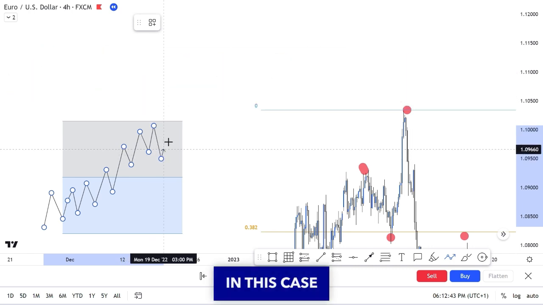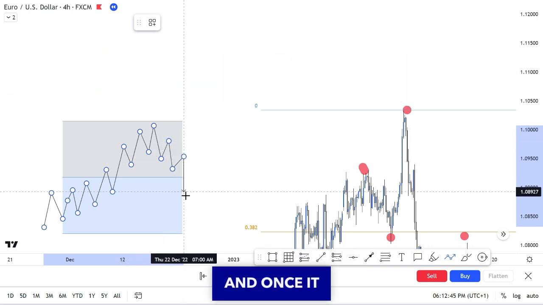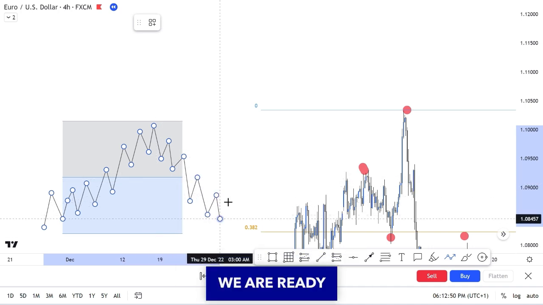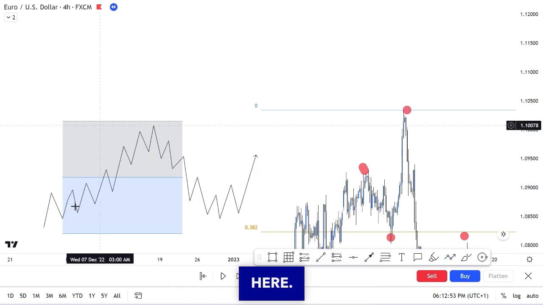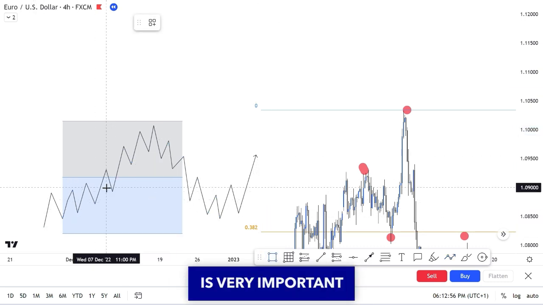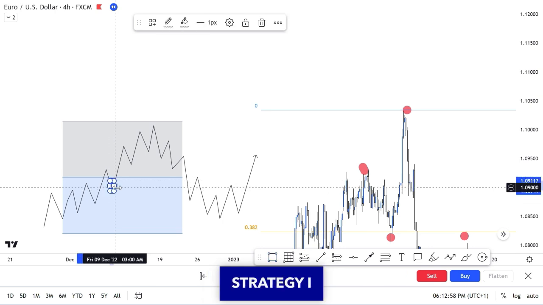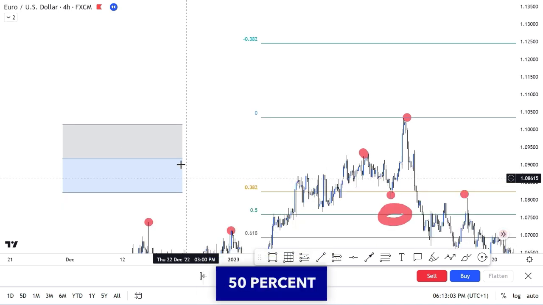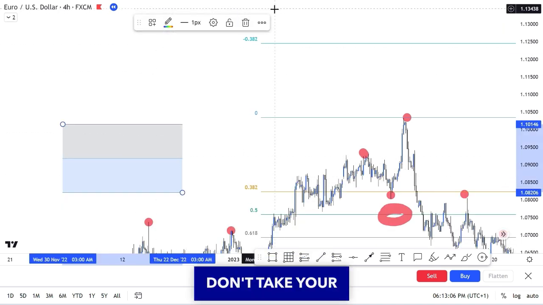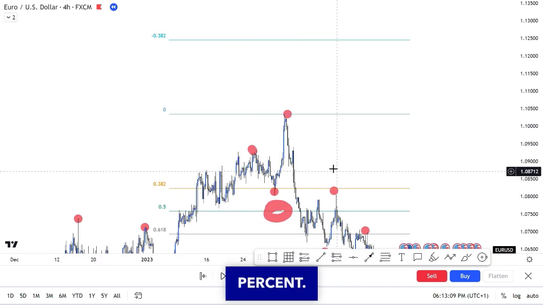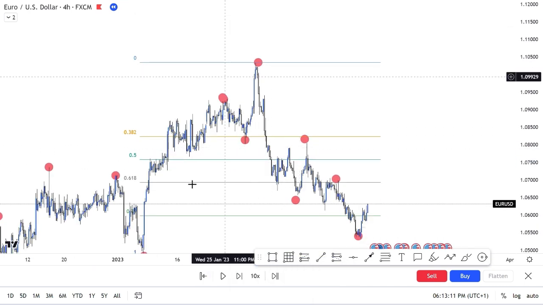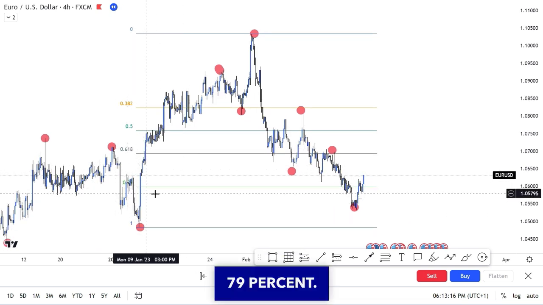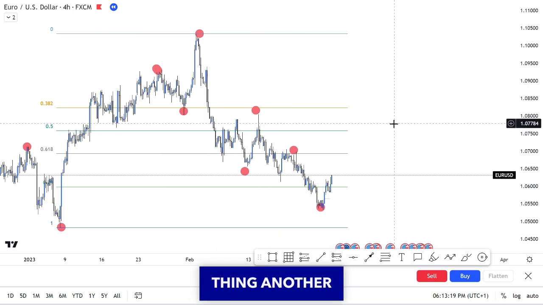So in this case, this becomes a premium, and once price comes to this blue zone, it becomes a discount, meaning we are ready to buy from anywhere here. This is very important for you to understand. But in this strategy I want to share with you, it is important that you don't trade from just the 50% per se. Don't take your trade entry from the 50%. You want to trade from at least the 62% to 79%.